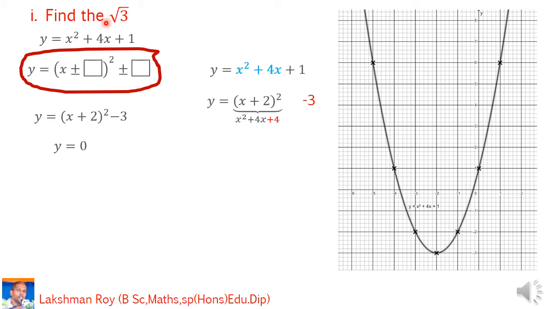Let's see how to find the square root of 3. You can see 3 is here, so using this 3, I can find the square root of 3. This is the same function, no change. If I make y equal 0 in this function, what happens? Y equals 0 gives you a quadratic equation: 0 equals (x plus 2) squared minus 3.